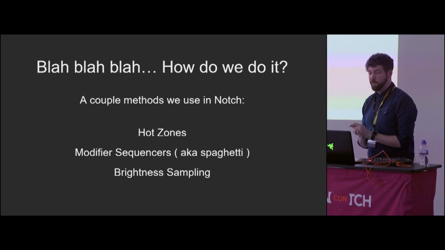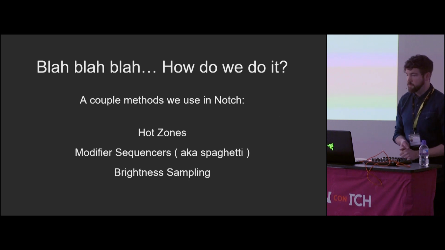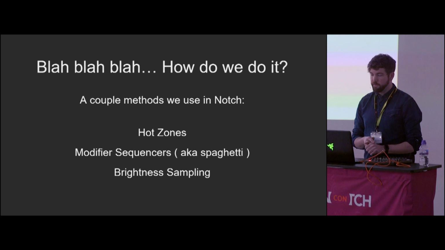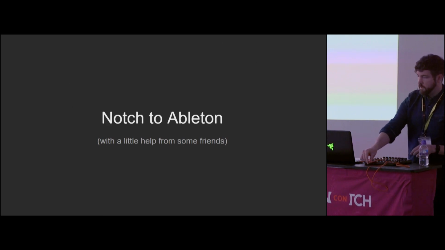How do we actually do it? There's a couple of methods we use that I'll talk to you about today. One's hot zones, modifier sequencers, aka spaghetti. We'll see why in a bit. And then brightness sampling.